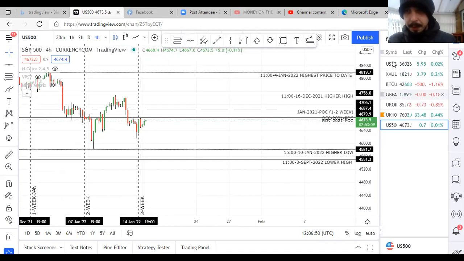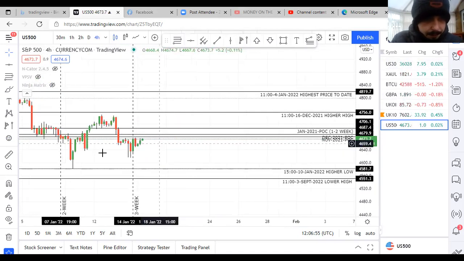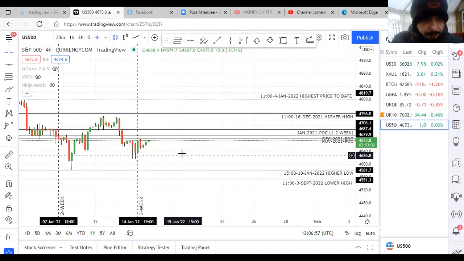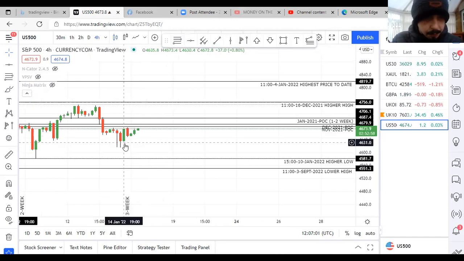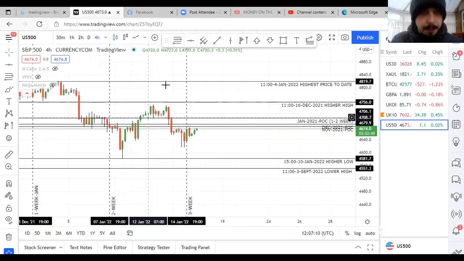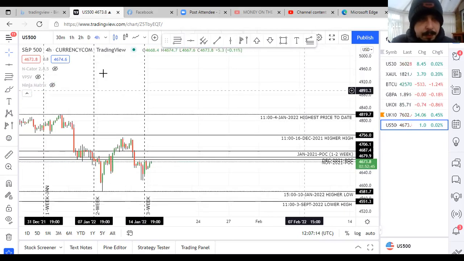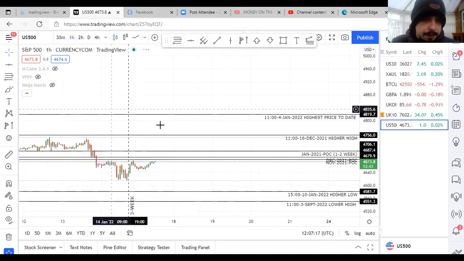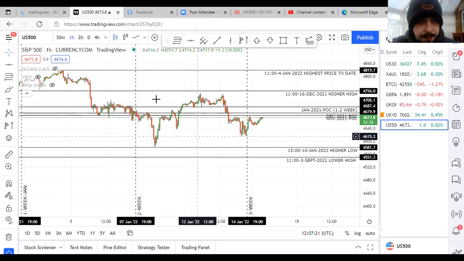Okay. And I think right here, money on the table, move there. So you could possibly go down to the 1 hour. It gives you a bit more of a detailed view of what's going on.